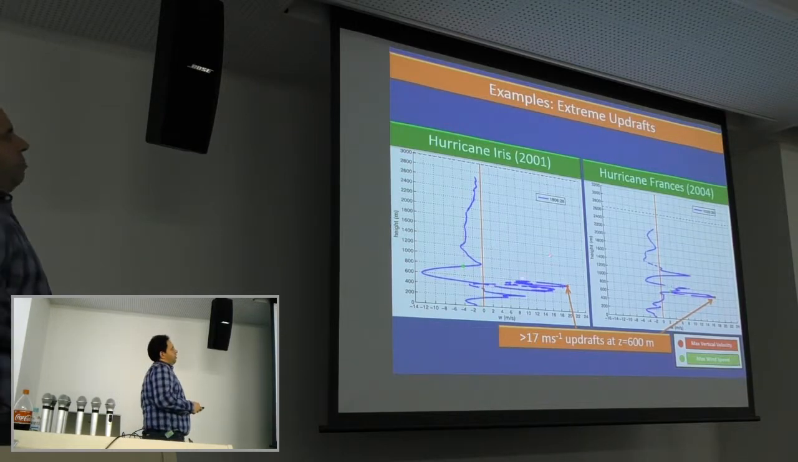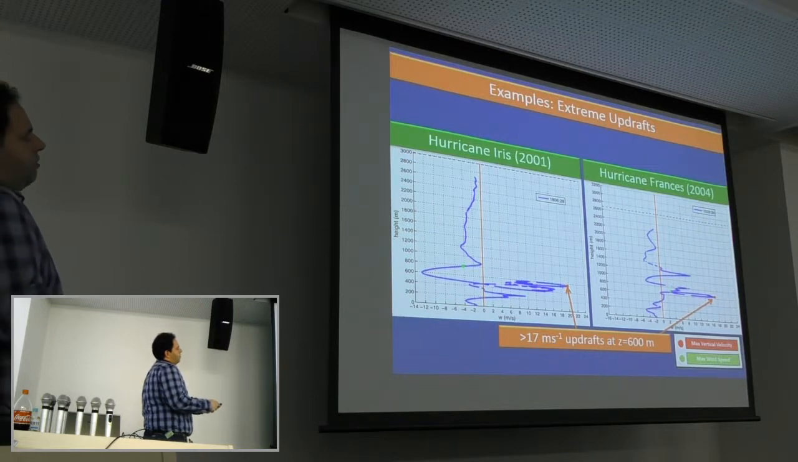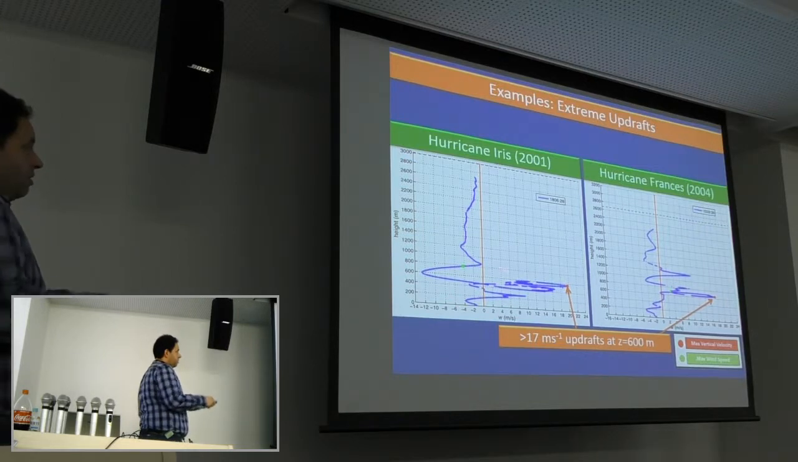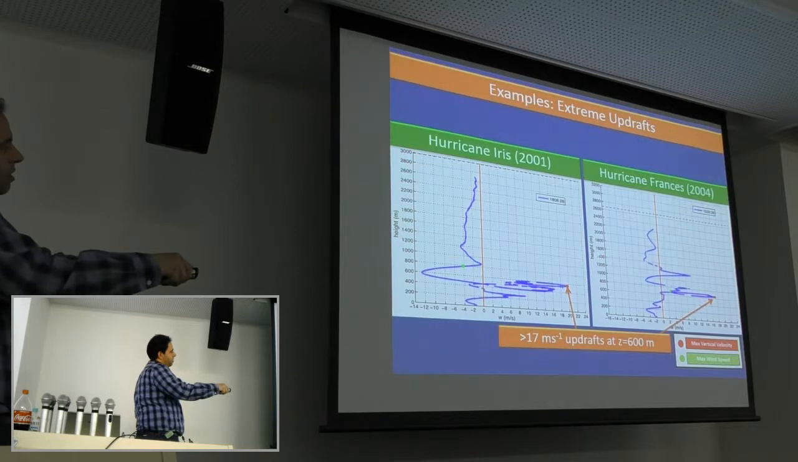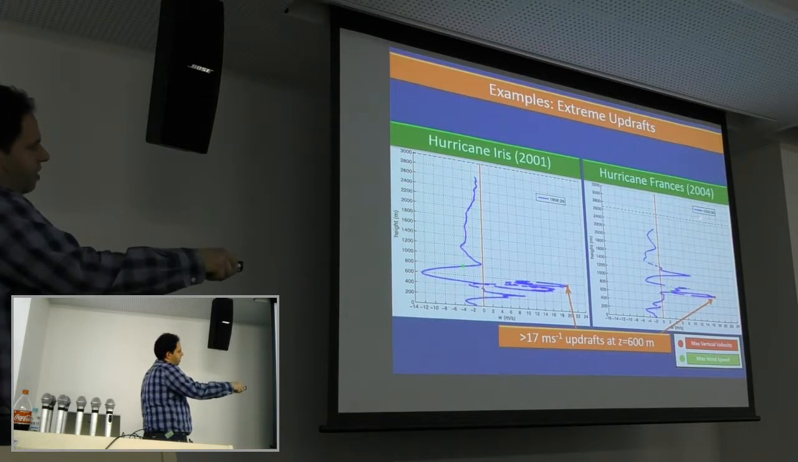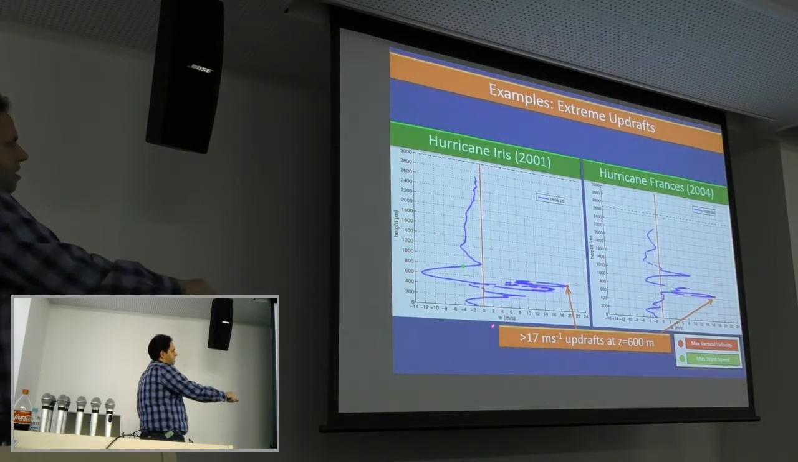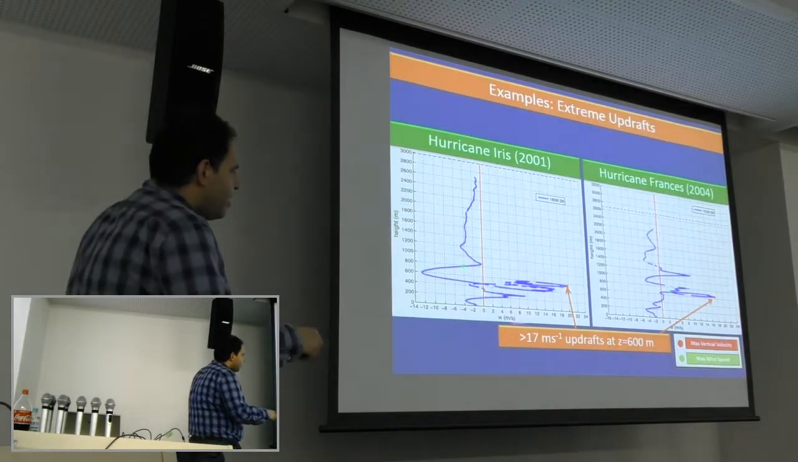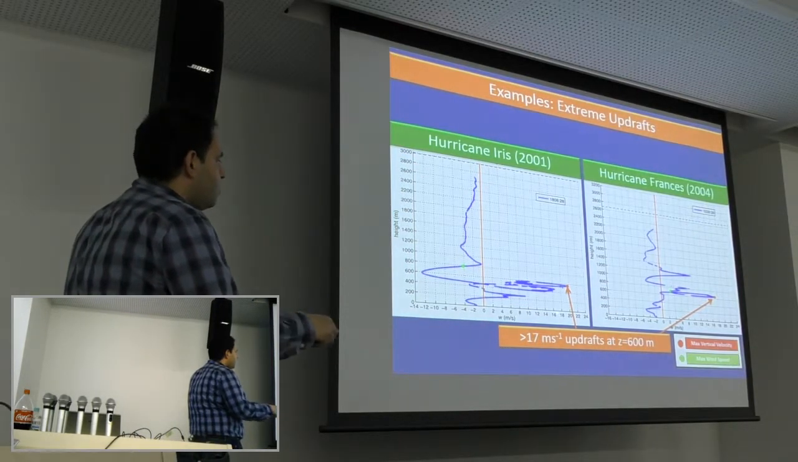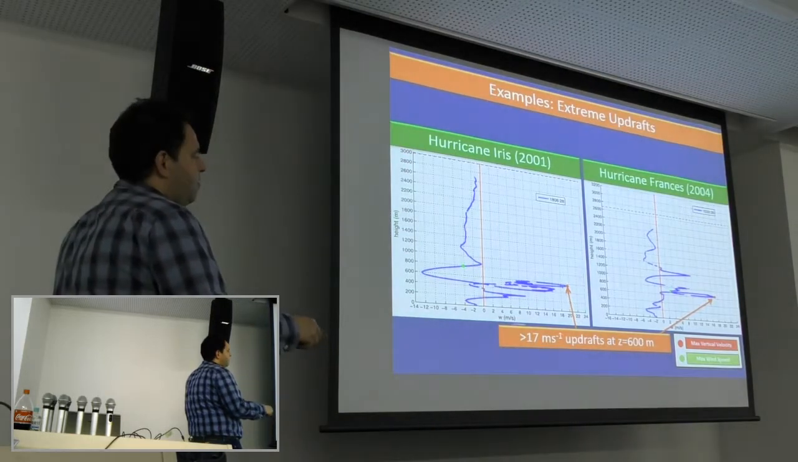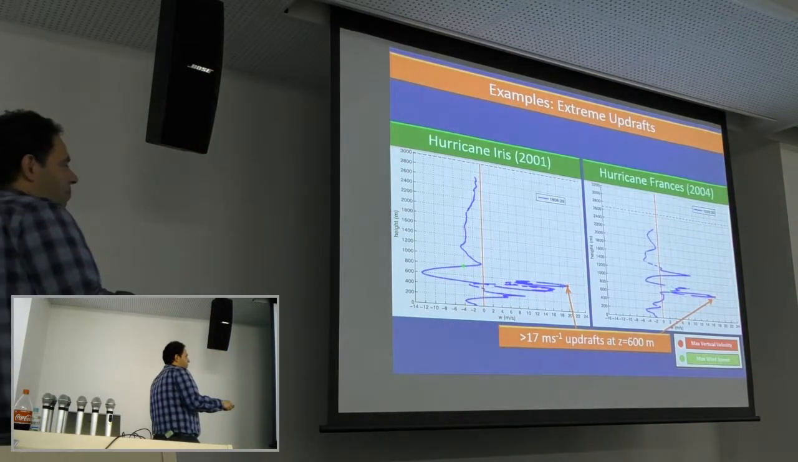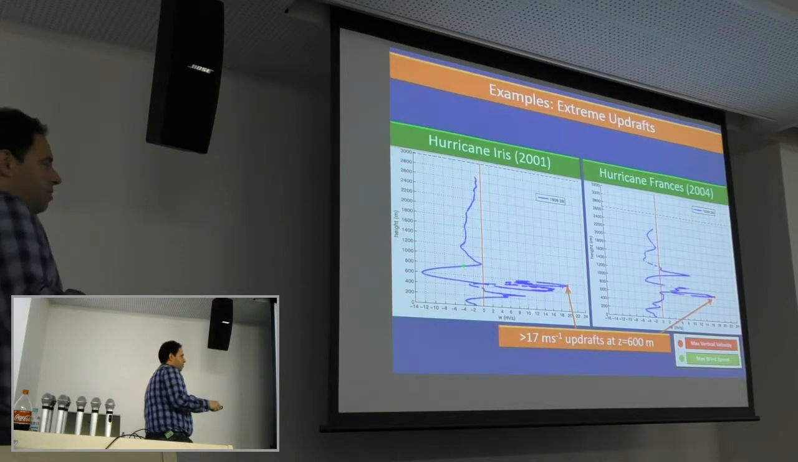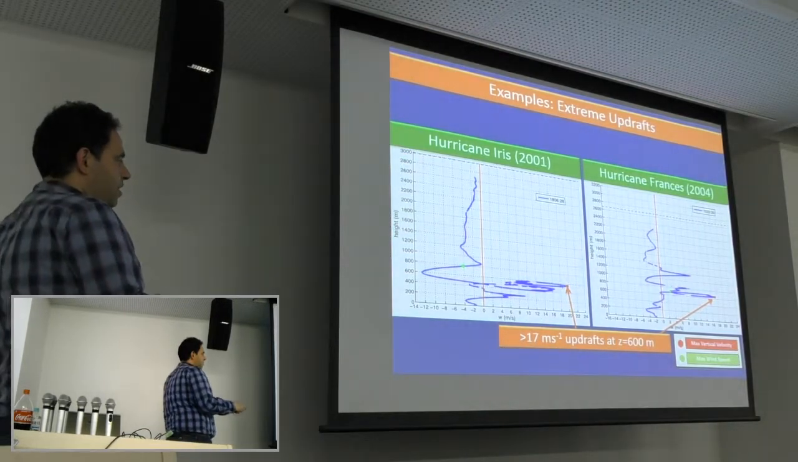So this is an example of extreme updrafts in Hurricane Iris on the left and Hurricane Francis on the right. These are vertical profiles of vertical velocity. The flight level is shown with a black dashed line. 0 meters per second is this red vertical line. The scale of these plots isn't exactly the same, but it goes from about negative 14 to positive 24 meters per second. So these both show examples of updrafts of about 17 meters per second at only 600 meters height.